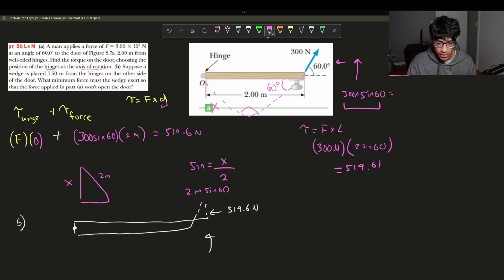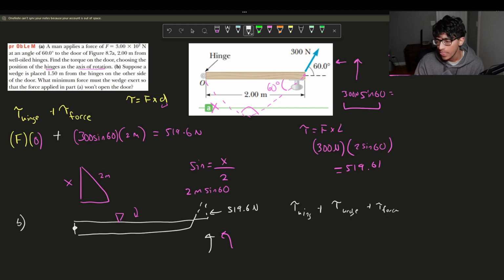So we could put a door stopper right here. If we're moving this way, it's going to be moving this way, and you could use your clockwise, counterclockwise thing to figure it out. But if you just use basic torque, torque of the hinge plus torque of the wedge, the door stopper, plus torque of the force. The hinge's torque is zero, we already said. Basically we're asking what force the wedge has to apply so that we're not going anywhere.